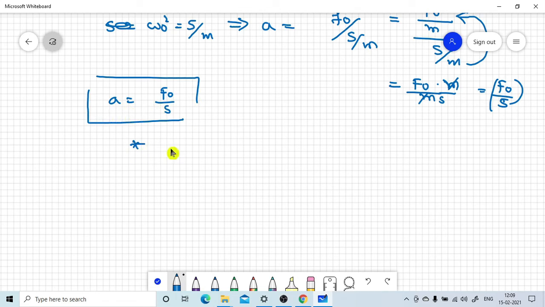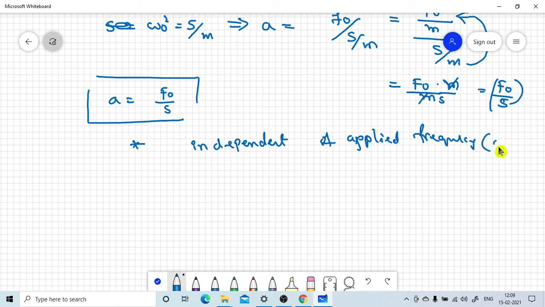This is the note we need to take: it is independent of the applied frequency. In which case are we using this? When omega is very less than omega naught. In this case the amplitude is independent of the applied frequency. So a is independent of the applied frequency. This is the case 1.